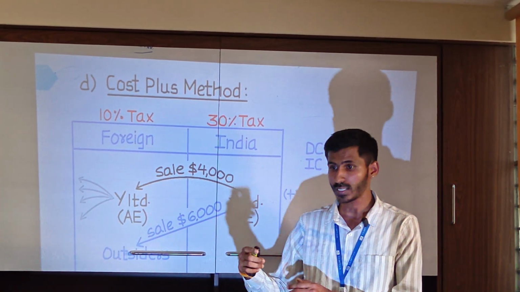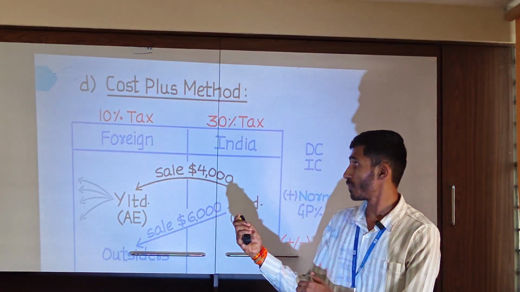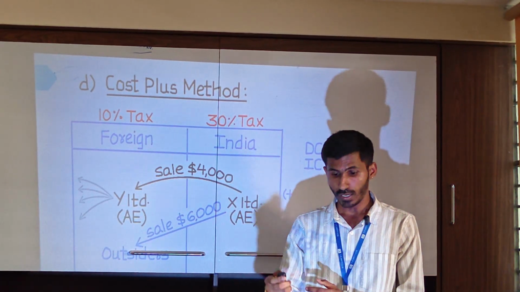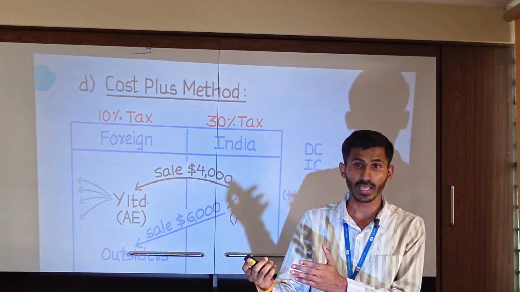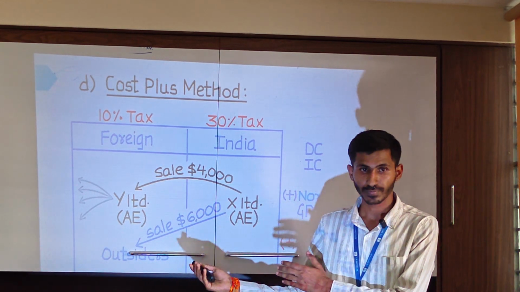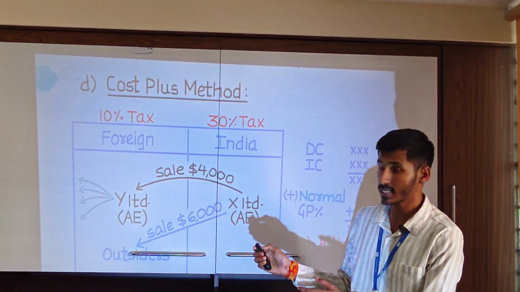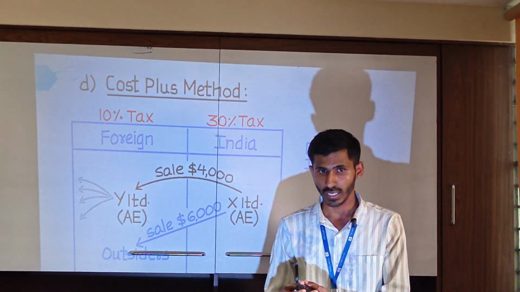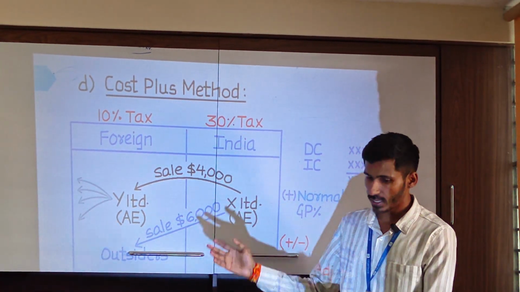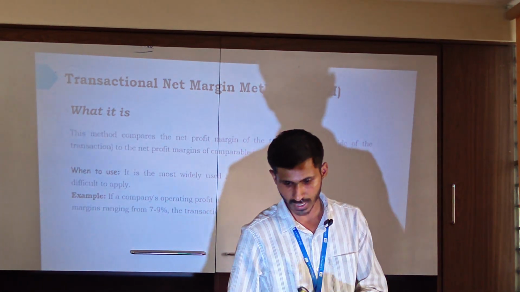We cannot directly jump to the conclusion that we will use the cost plus method, because in the transfer pricing report we have to justify why we have chosen this method. So when there is manufacturing, then we can take cost plus into consideration. When there is a service industry, we can take the TNMM method, the transactional net margin method.